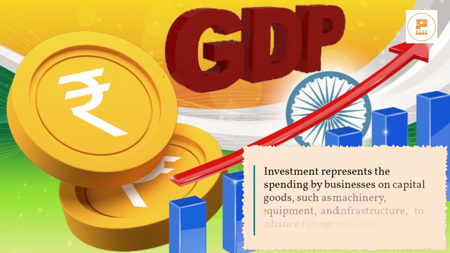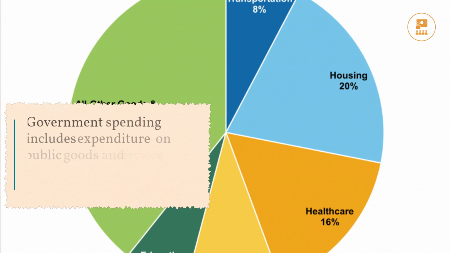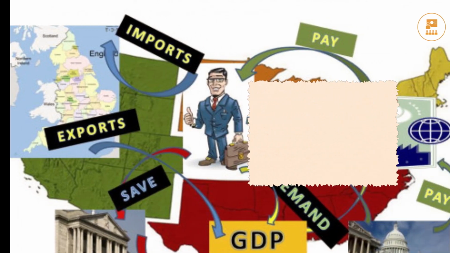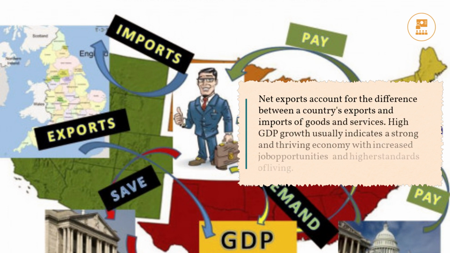Investment represents the spending by businesses on capital goods, such as machinery, equipment, and infrastructure, to enhance future production. Government spending includes expenditure on public goods and services, such as education, defense, and healthcare. Net exports account for the difference between a country's exports and imports of goods and services.